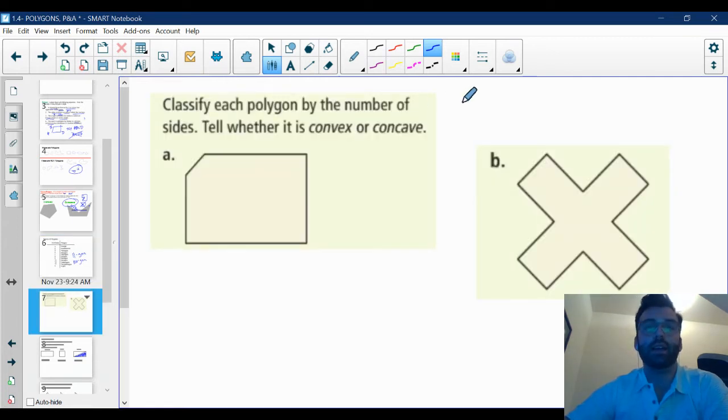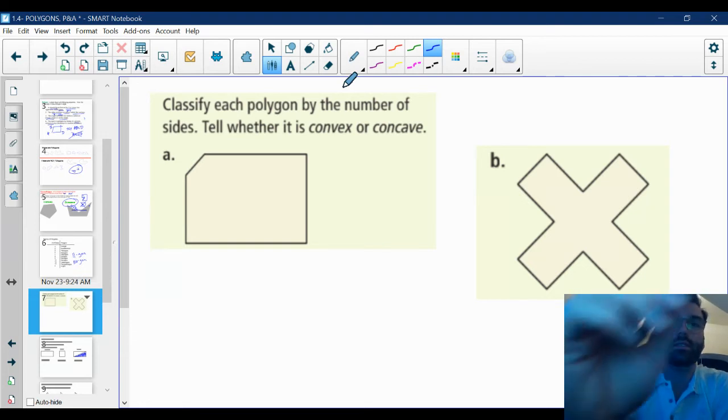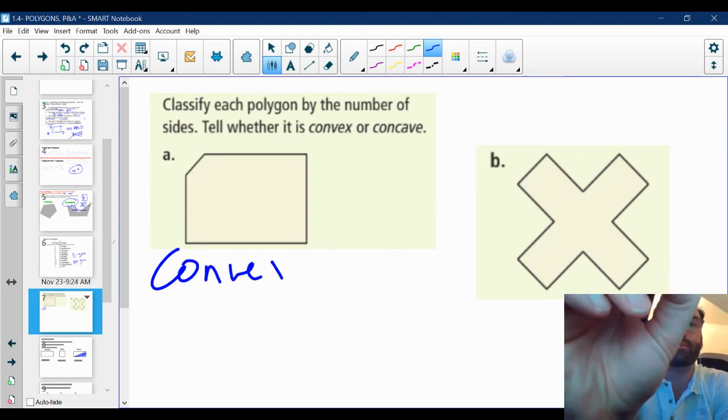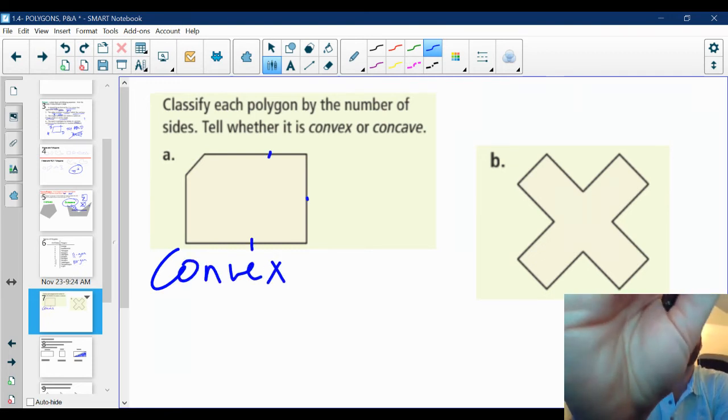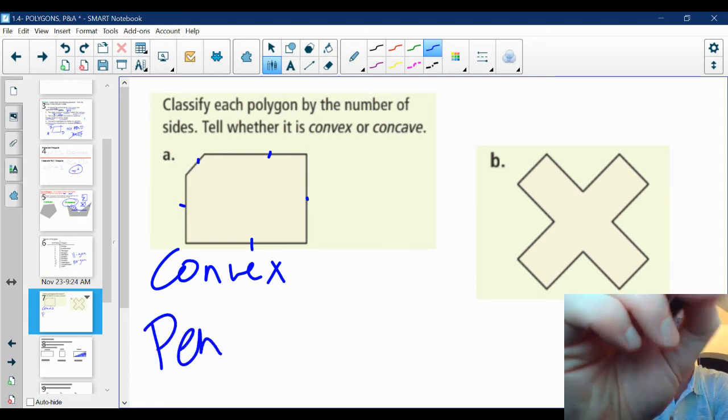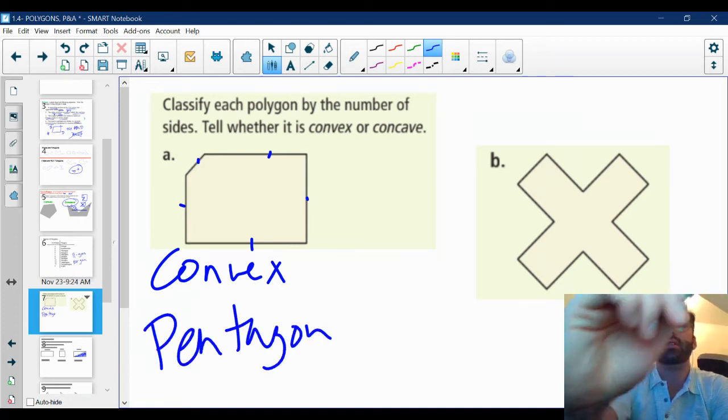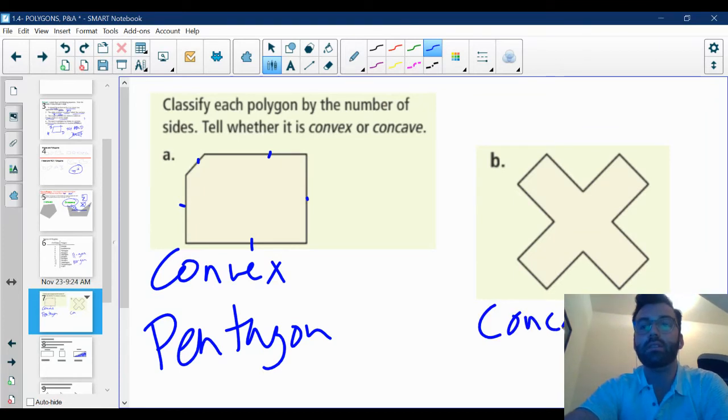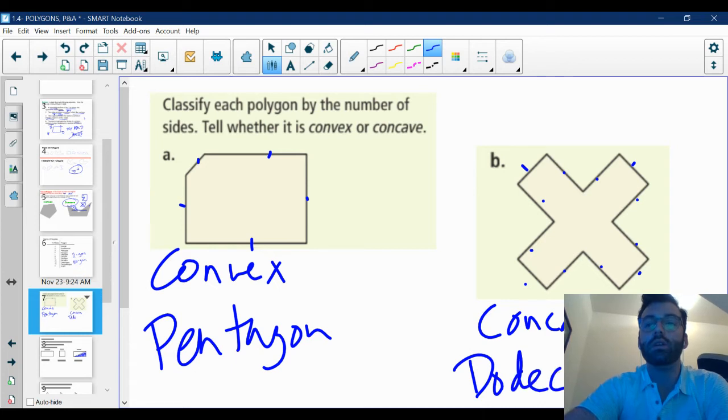Classify each as either concave or convex, and by number of sides. Go ahead and pause the video and try to do that. All right, hopefully you paused it. This should be a convex polygon. It has 1, 2, 3, 4, 5 sides, so it is a pentagon. This should be concave. It has 1, 2, 3, holy buckets, 4, 5, 6, 7, 8, 9, 10, 11, 12. So it is a dodecagon.